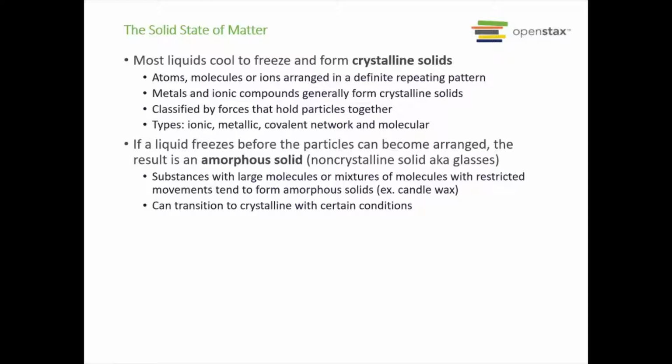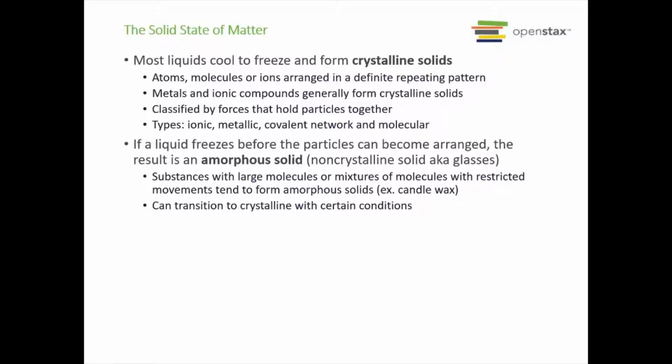In general, metals and ionic compounds tend to form crystalline solids. The type of crystal or strength of it is classified by the forces that hold the different particles together that are in it. And we have four main types that we're going to talk about: ionic, metallic, covalent network, and molecular.